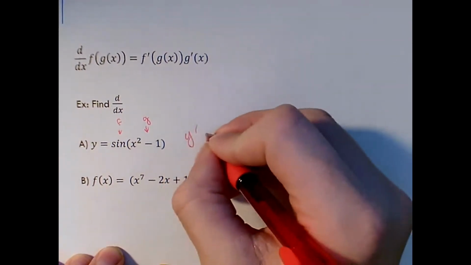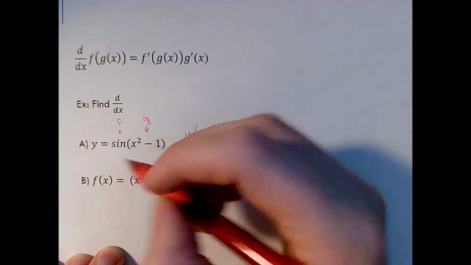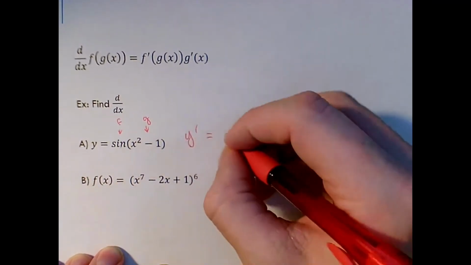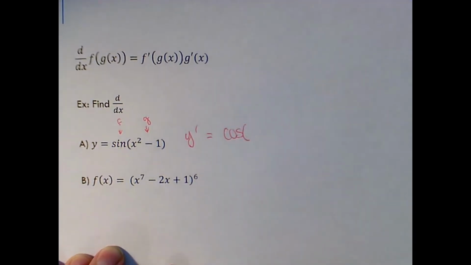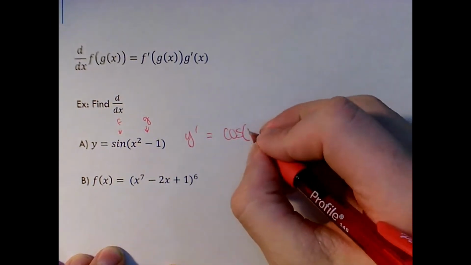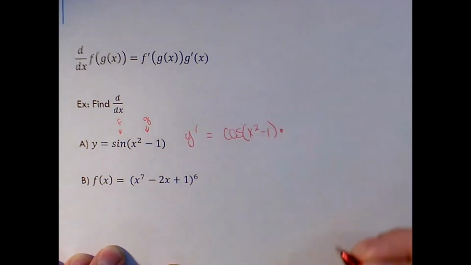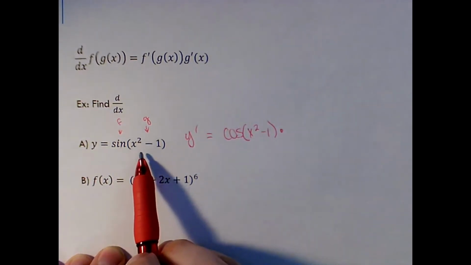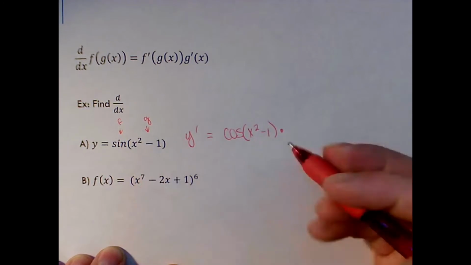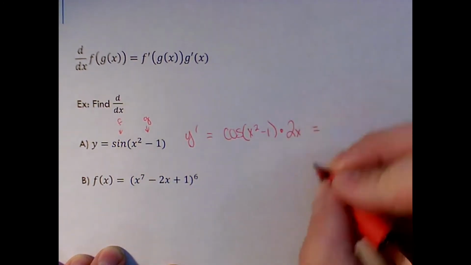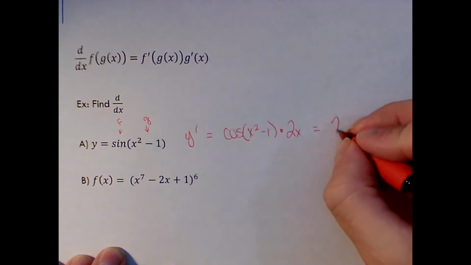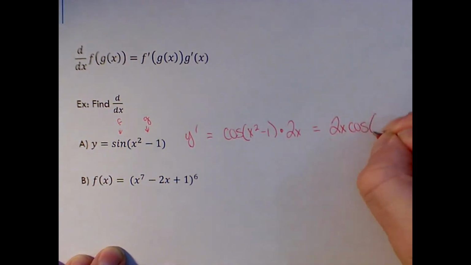So the derivative is going to be: take the derivative of the outside. The derivative of sine is cosine. Keep the inside, x squared minus 1, and multiply the whole thing by the derivative of the inside. The derivative of the inside is 2x minus 0, so 2x. So my answer after all of this is just rewriting: 2x cosine of x squared minus 1. See, not so bad.